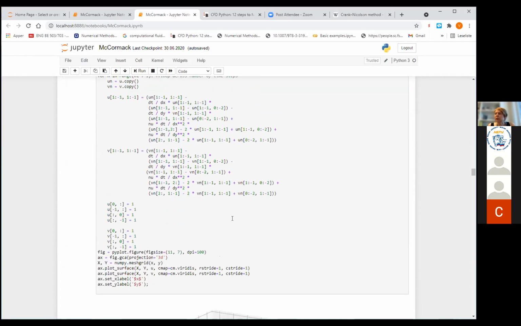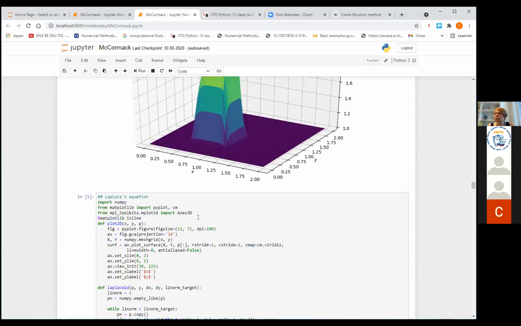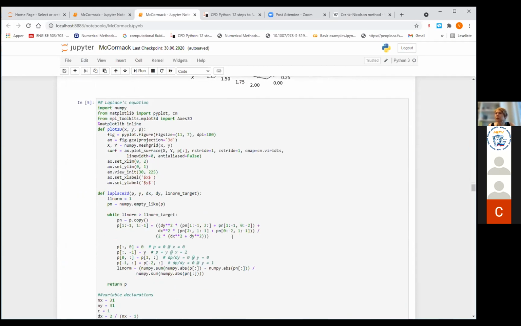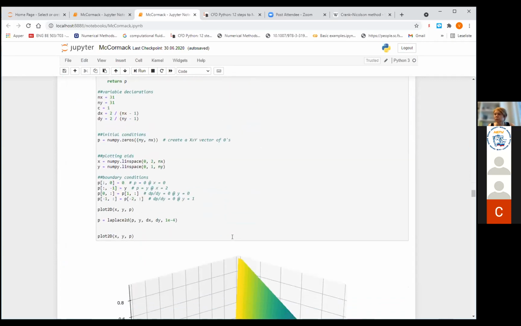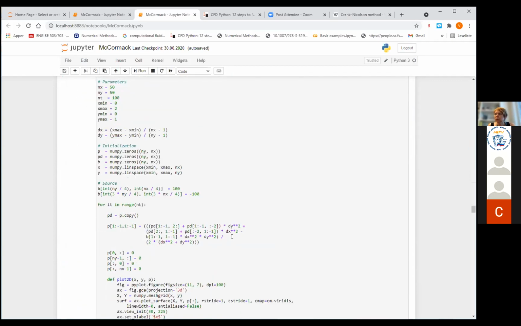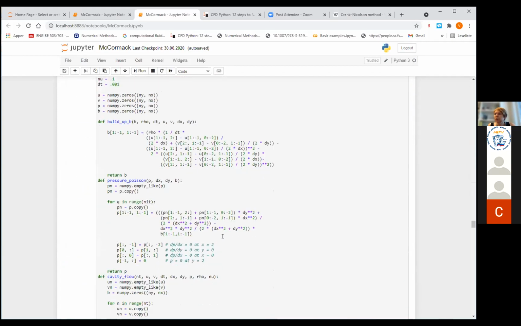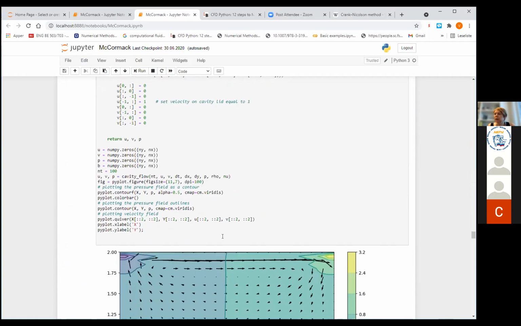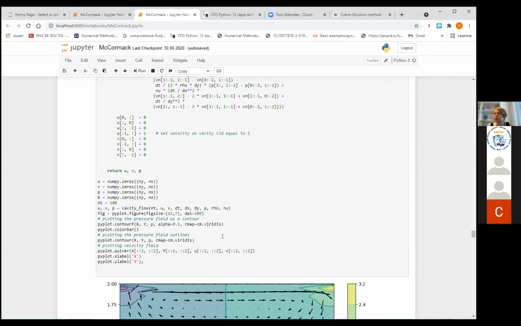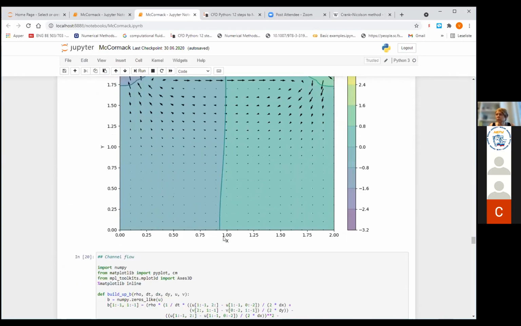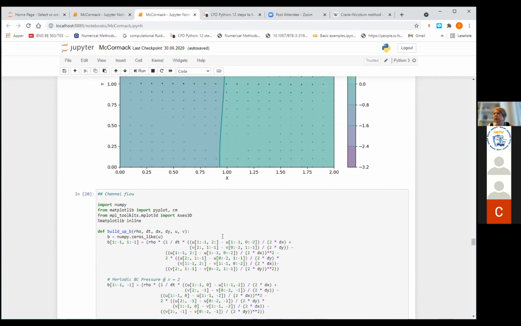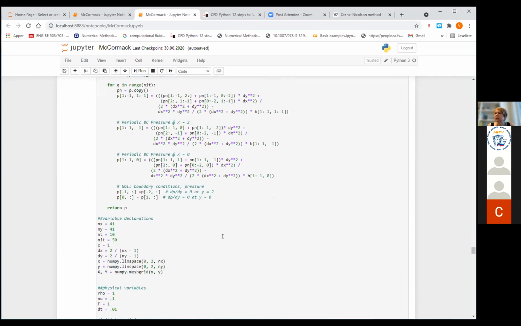So now I wanted to show you there are several equations which are being used in this introductory course, these 12 steps to Navier-Stokes. So all of them I'm very much recommending. Poisson's equation and Navier-Stokes for 2D in a box, and finally a channel flow.